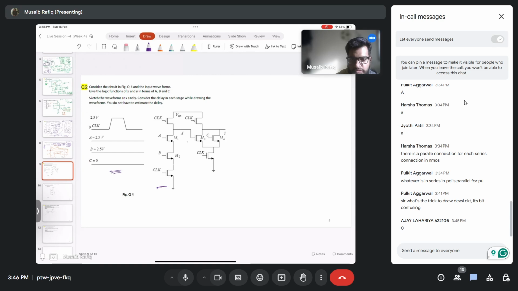So you need to give the logic function of x and y in terms of A, B, C, and also sketch the waveforms of x and y. Consider delay in each state while drawing the waveform. That's secondary, obviously. Just draw the waveforms of x and y, and also write the logic functionality in terms of A and B at points x and y. Before you proceed with the question, what type of logic is this? In which category does it fall?